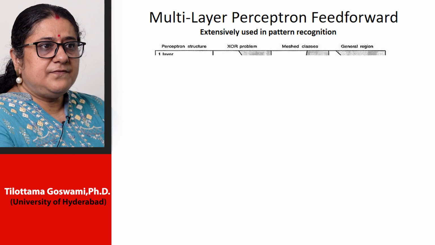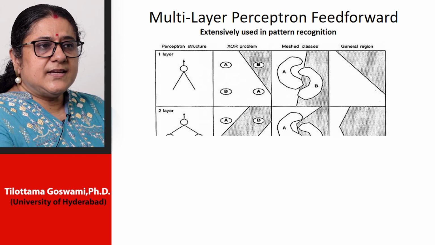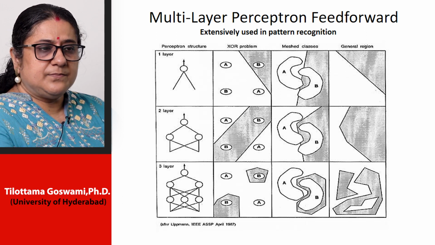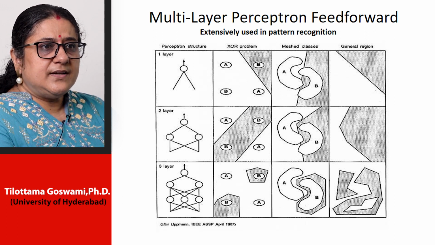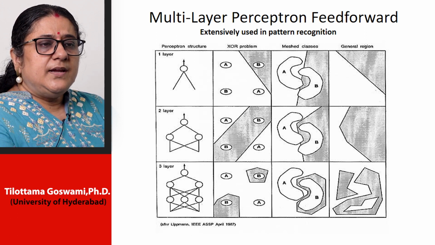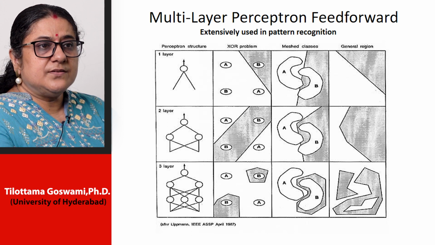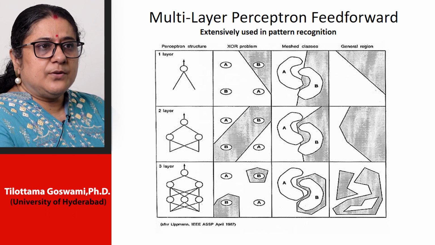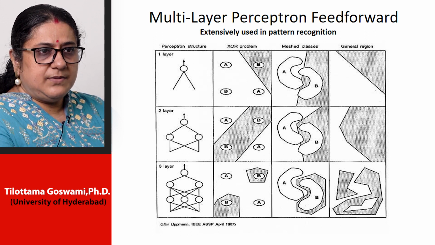Let us see the strength of this multi-layer. In the first row, it is 1 layer. The second row, it is 2 layer. In the third row, it is 3 layer perceptron. So the first layer is not able to solve the XOR problem. The second, third and fourth columns represent problems like the XOR problem, meshed classes and general region. If we see that it's only 1 layer, then the XOR problem is not being fixed.